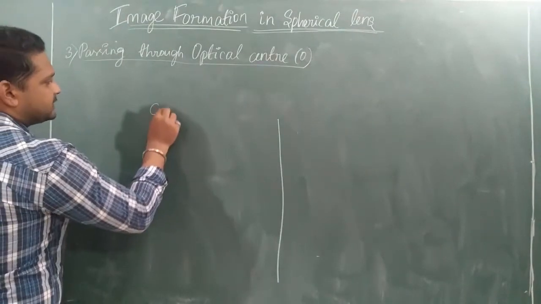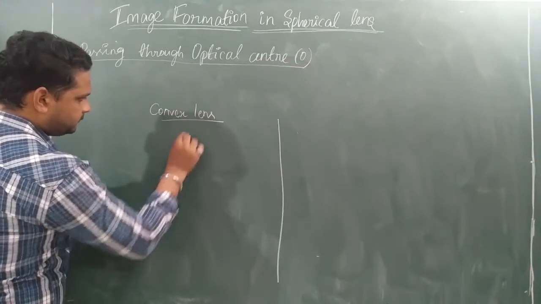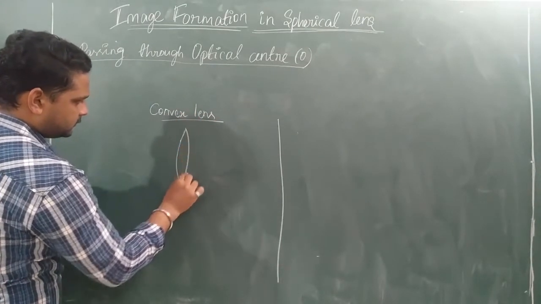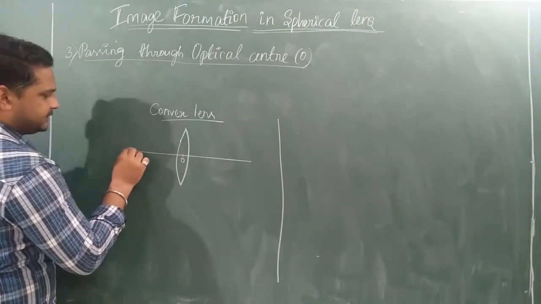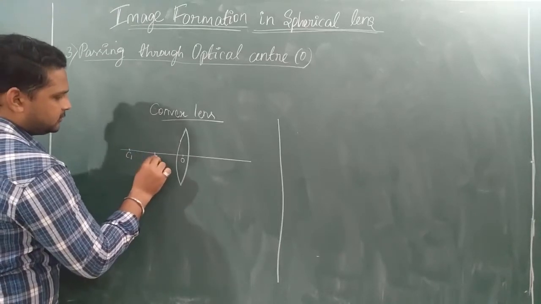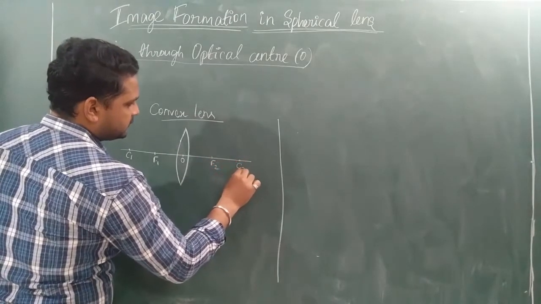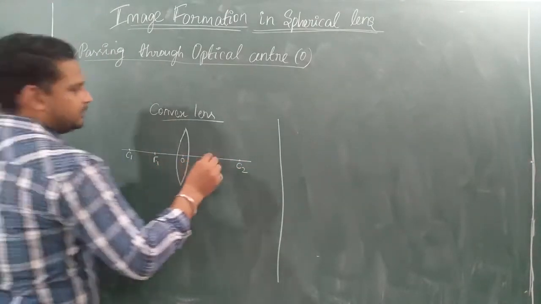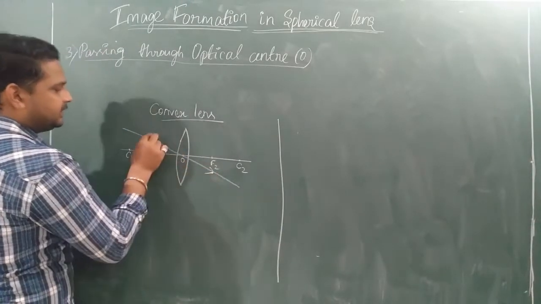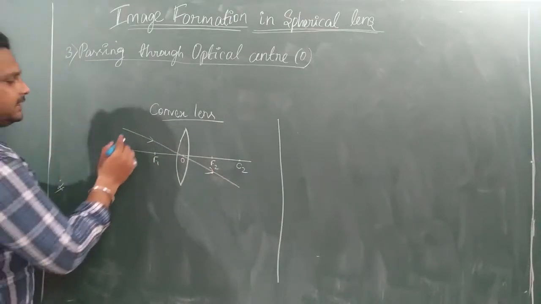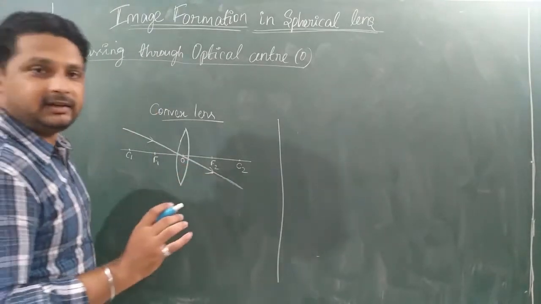Okay, let's see for the convex lens. This is the optical center, C1, F1, F2, C2. Okay. So, what will happen? If the incident ray is passing through the optical center, then it will move undeviated, means there wouldn't be any refraction. Okay. The light will move along the same path. There won't be any refraction.